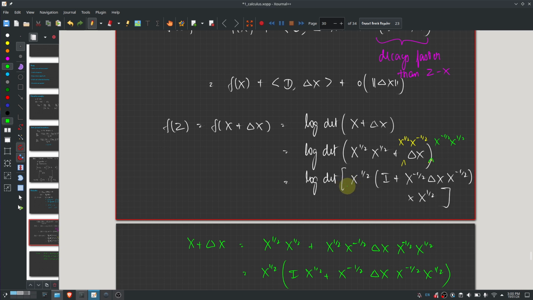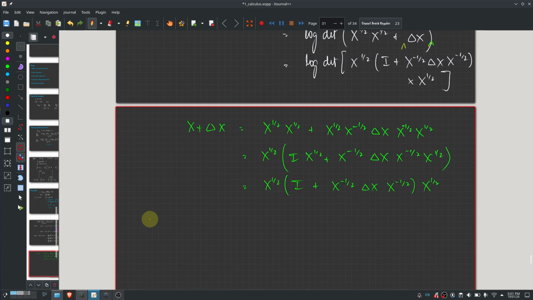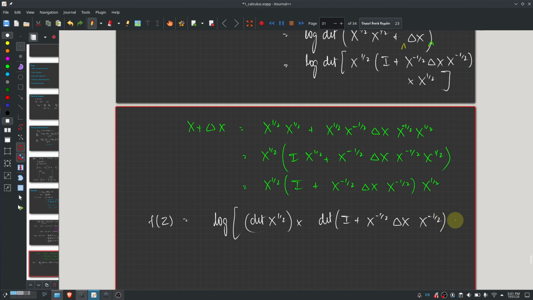What is the determinant of A times B? So it's the determinant of A times the determinant of B, correct? So what is the determinant of this matrix times this matrix times this matrix? It is just the product of those determinants, right? So f of z equals the log of determinant x to the power half times the determinant of I plus x to the minus half delta x x to the minus half times the determinant of x to the half.